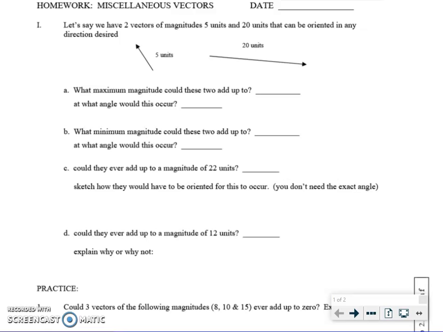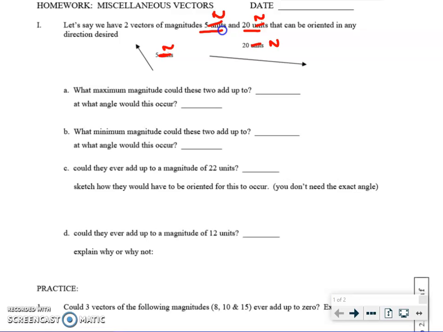So I'm going to start off with a very generic problem. I have two vectors, and this could be forces, this could be accelerations, displacement, so it doesn't matter, but generally we apply it to forces. And the two forces are 5 and 20 units. Let's just say newtons for argument's sake, since we're talking about forces. Okay, and I've just drawn them in any random orientation.